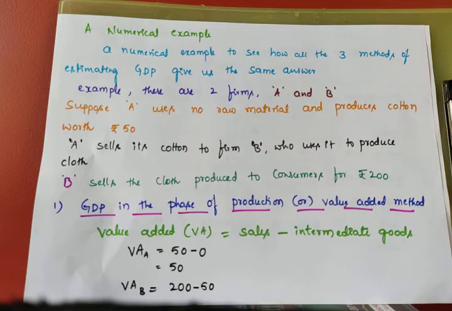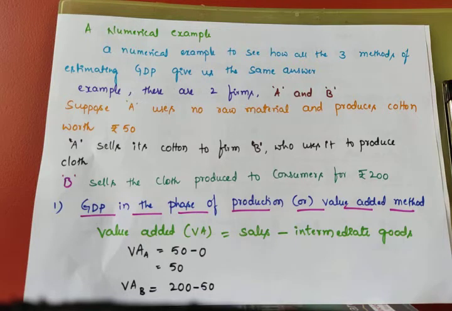Aggregate means the total value of all final goods and services produced in a country during a year. Under this method, the national income is estimated by aggregating the value of all final goods and services produced in a country during a year. And we also discussed this with the help of an example, that was the farmer and the baker, right?